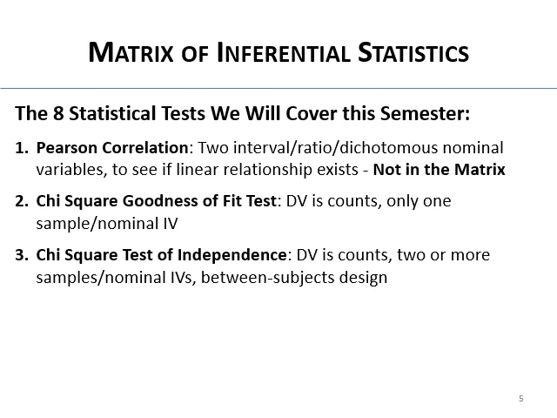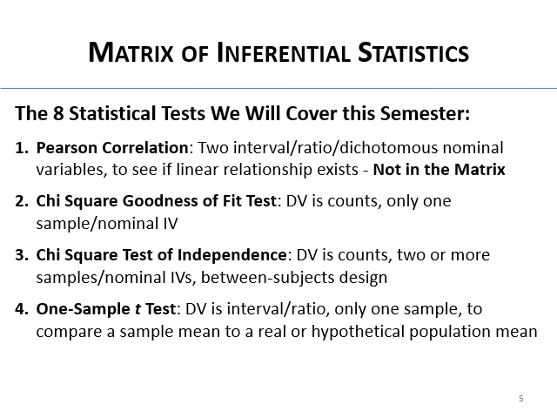And the way you do that is, are there 2 or more samples or IVs, or is it just one? Okay, if there's 2 or more samples or IVs and you've got a between groups design, it's the chi-square test of independence. If it's only one, it's a goodness of fit. So then we have the one we're doing this week, the one sample t-test. This is when you've got a DV that's interval or ratio, only one sample. And you want to compare that sample to some real or hypothetical population mean. So one sample only, but the DV is interval or ratio, you've got a one sample t.